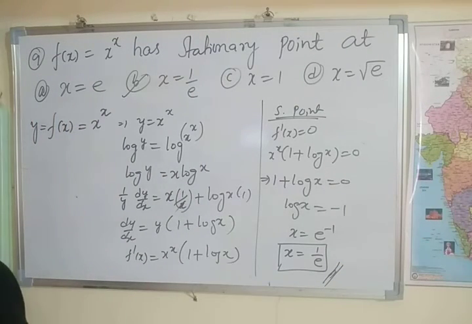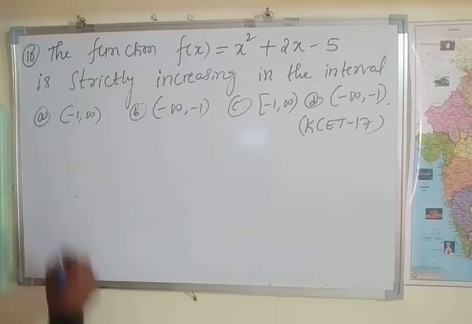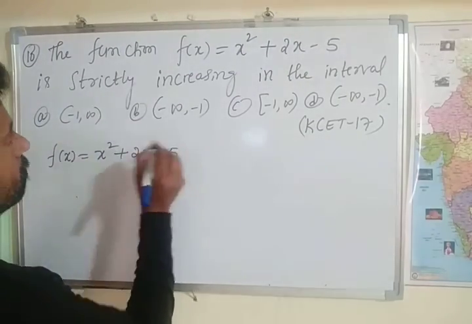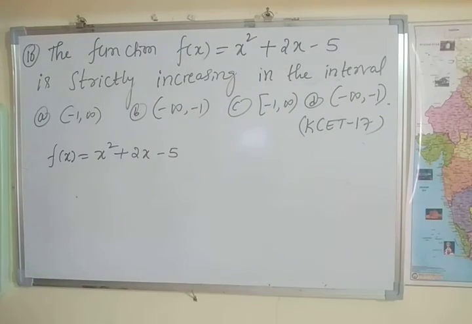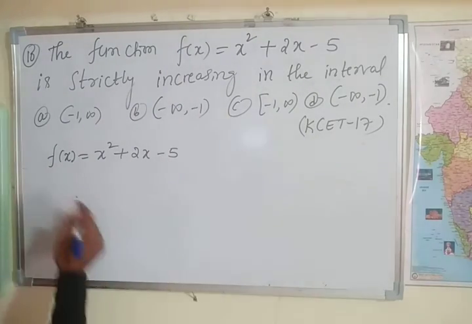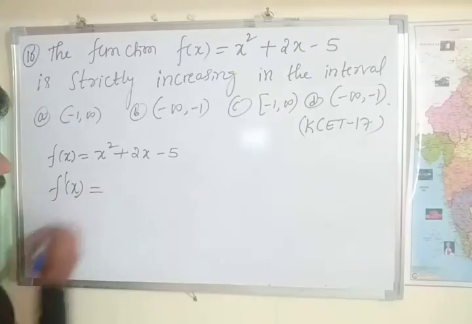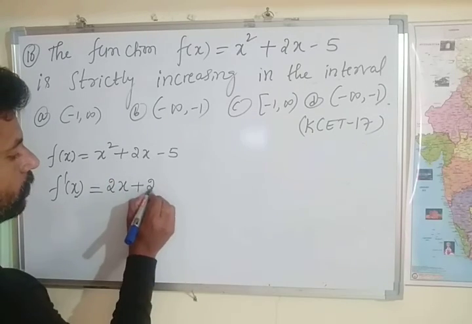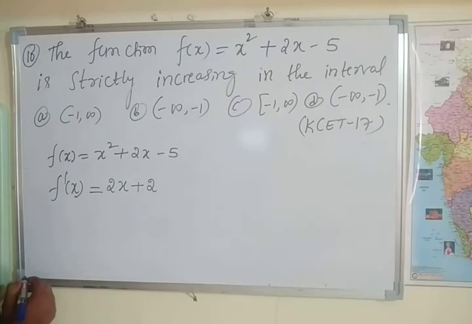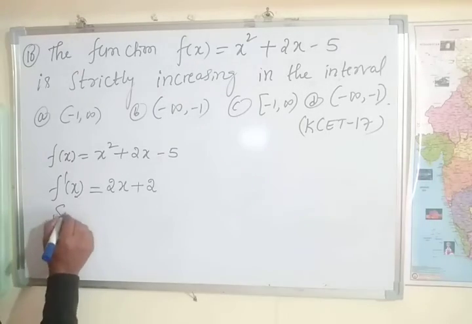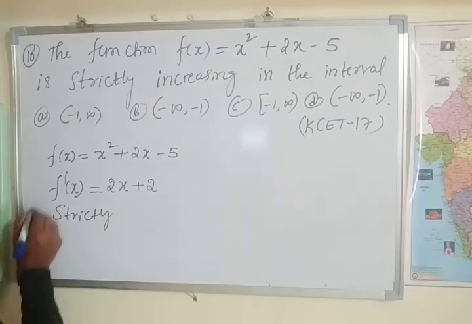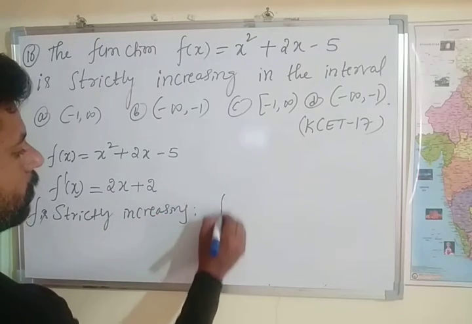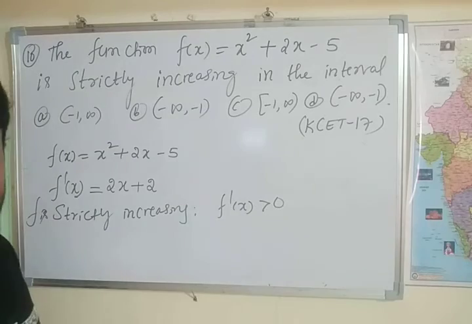Option B is correct. So here we have the function f of x is equals to x square plus 2x minus 5. Strictly increasing means here we find derivative, then the derivative is greater than 0. Now here differentiate, derivative means differentiate with respect to x on both sides. Derivative of x square is 2x plus derivative of 2x, 2 into derivative of x is 1, constant term is 0. See, f is strictly increasing function. Strictly increasing means f dash of x, derivative of this result, is greater than 0. F dash of x is greater than 0.